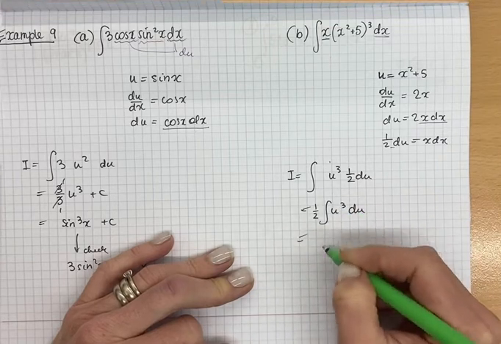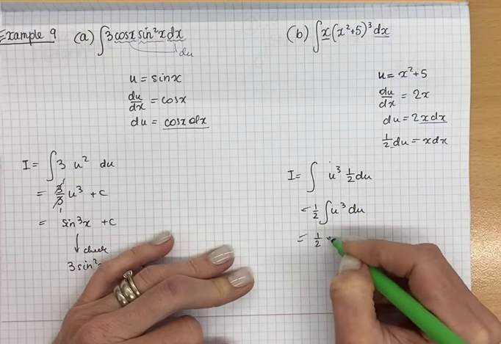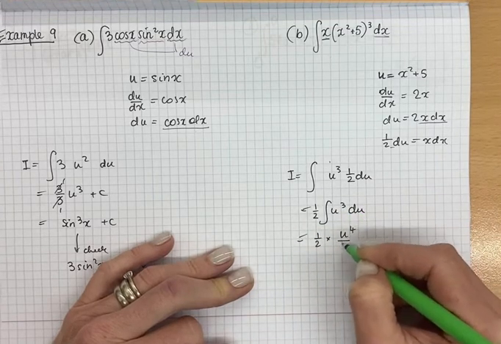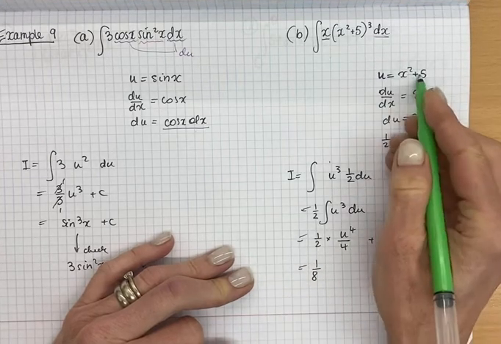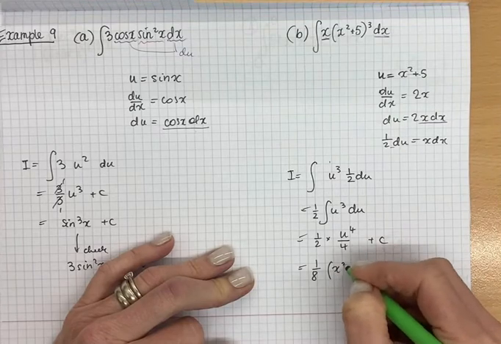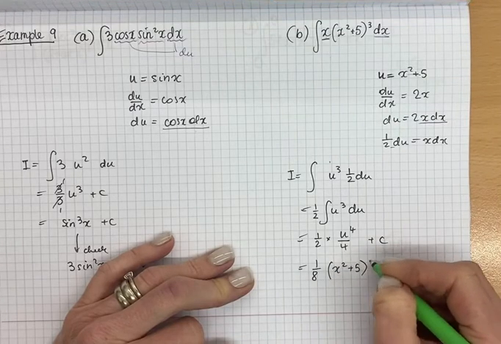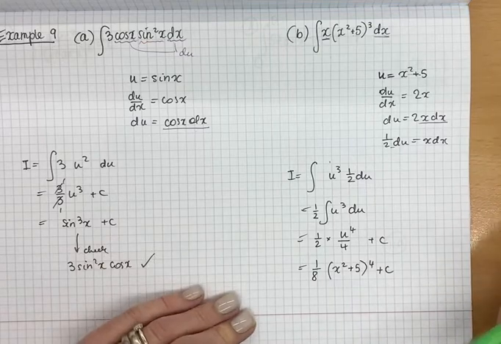Add 1 to the power, divide by that power. So it's a half times u to the power of 4 over 4, which is 1/8. And u to the power of 4 is x squared plus 5 to the power of 4 plus c. And there's your answer.